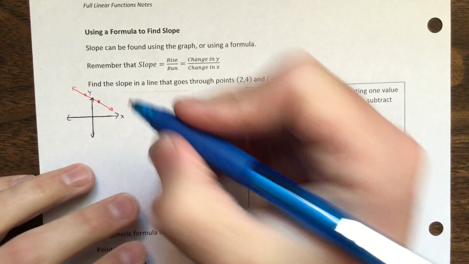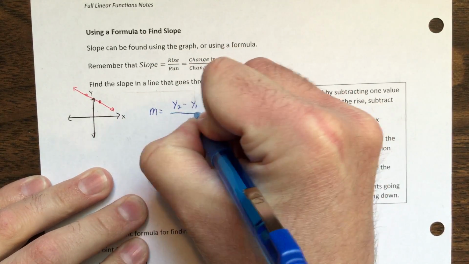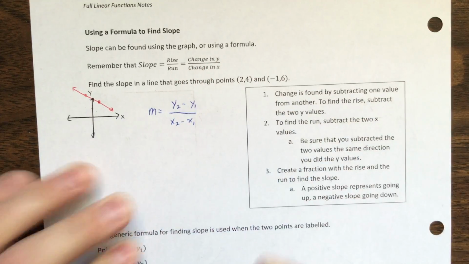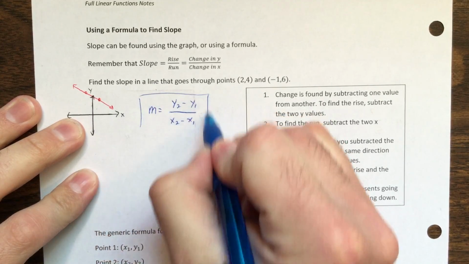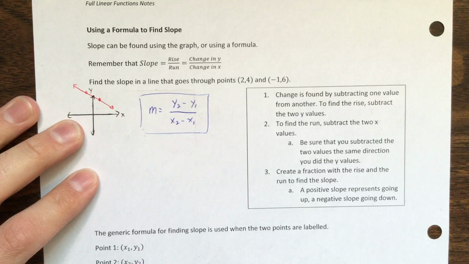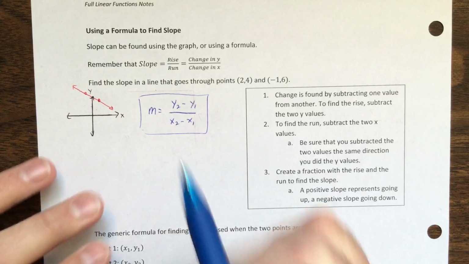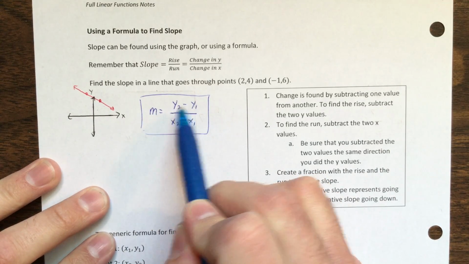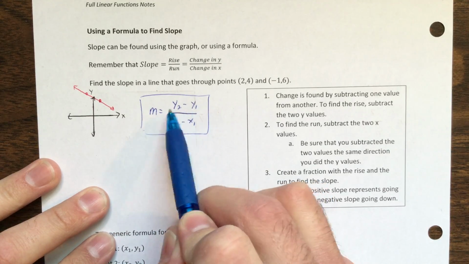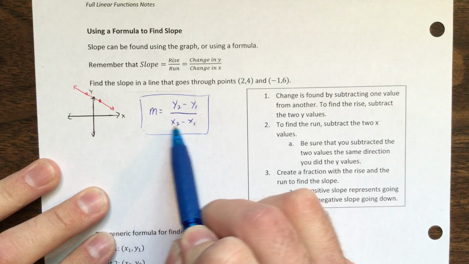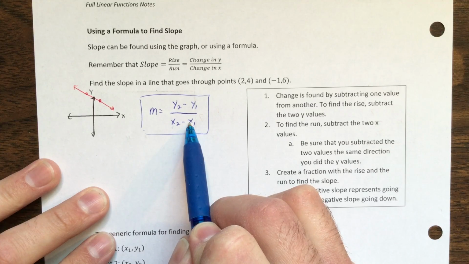Now our formula looks like this. m is equal to y2 minus y1 over x2 minus x1. That's the formula that we're going to be using. This is our slope formula. It's going to help us to find the rise and the run. y2 minus y1 is going to tell us the change in y. So what's the second y value? What's the first y value? And how does it change? And then the bottom is going to tell us the change in x, which is going from our second x value to our first x value.